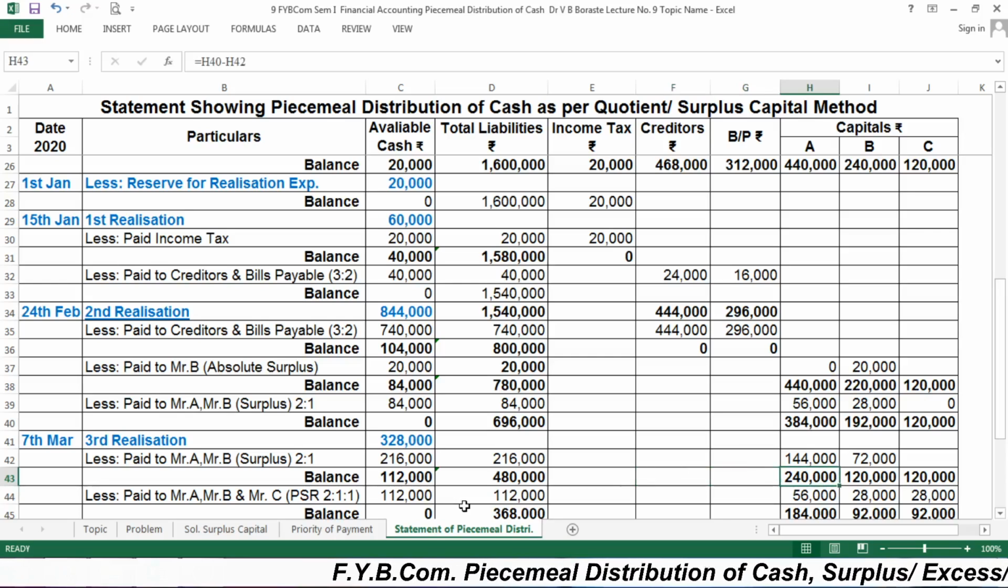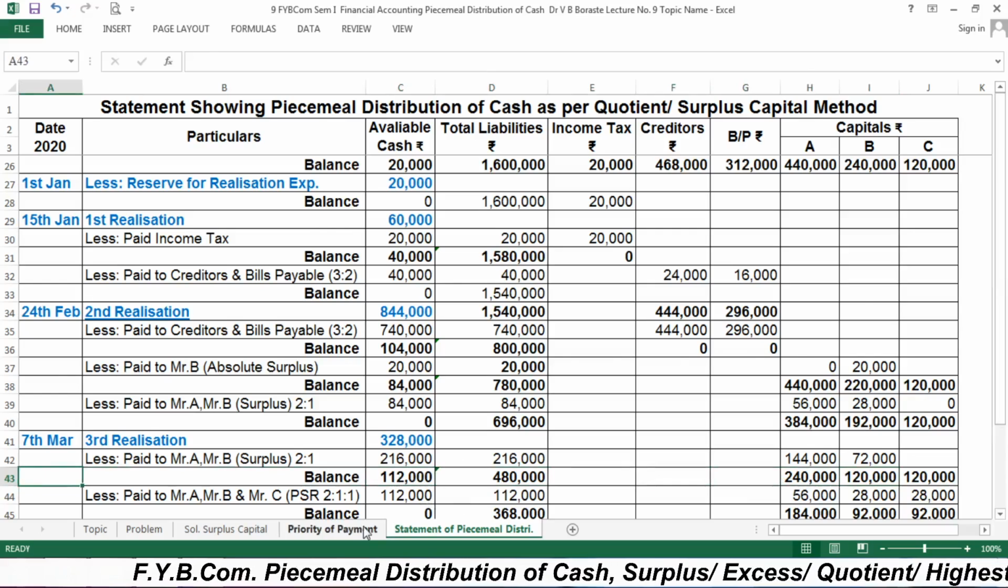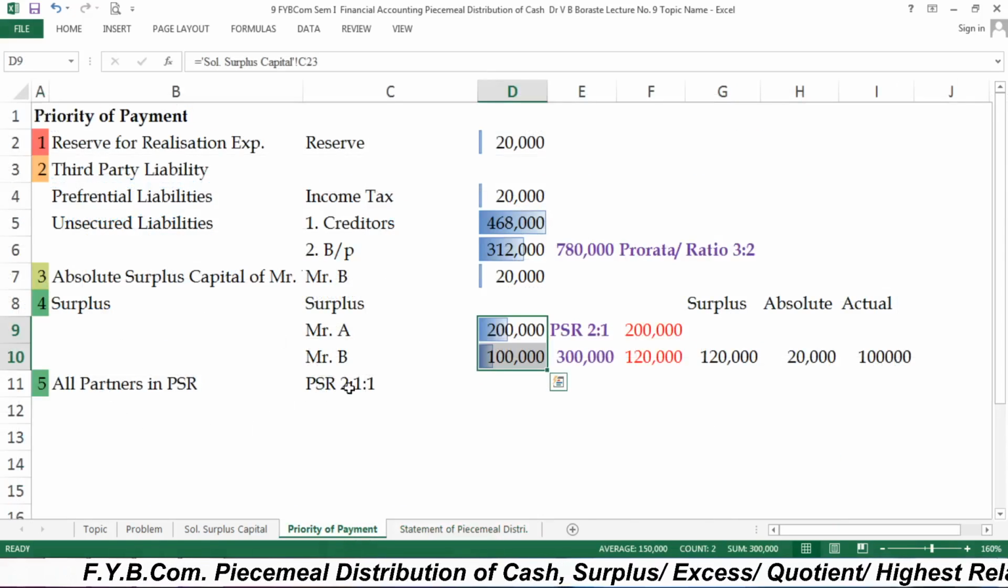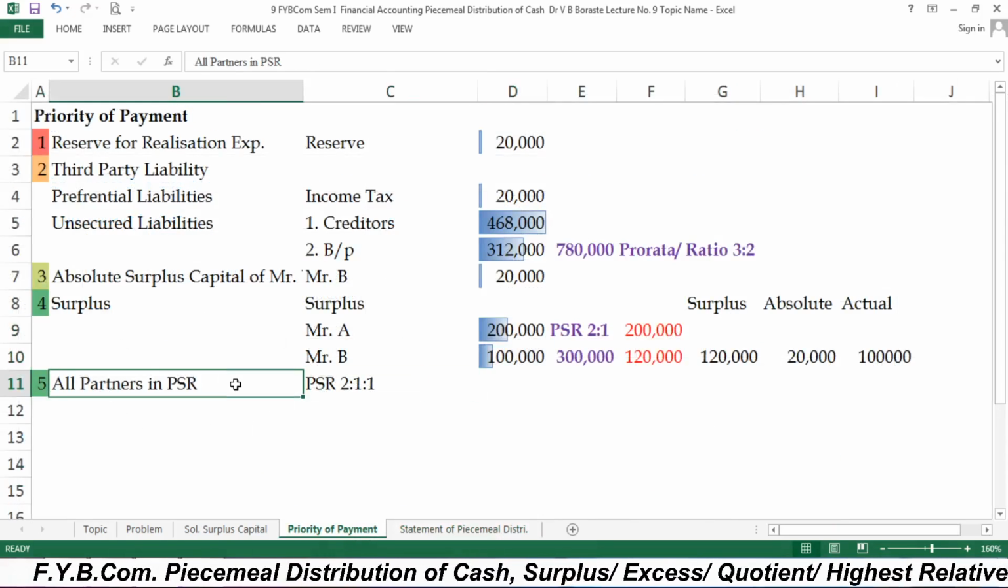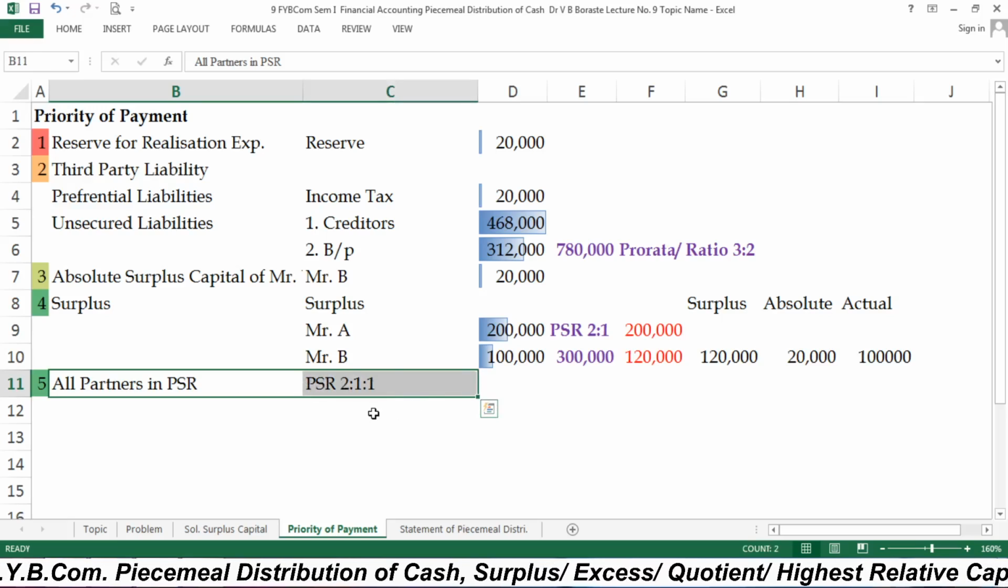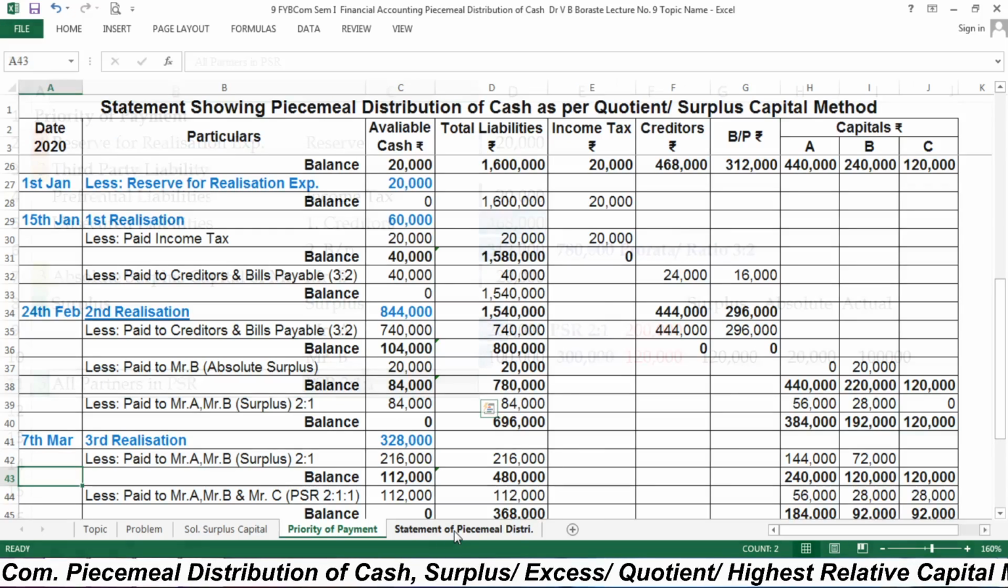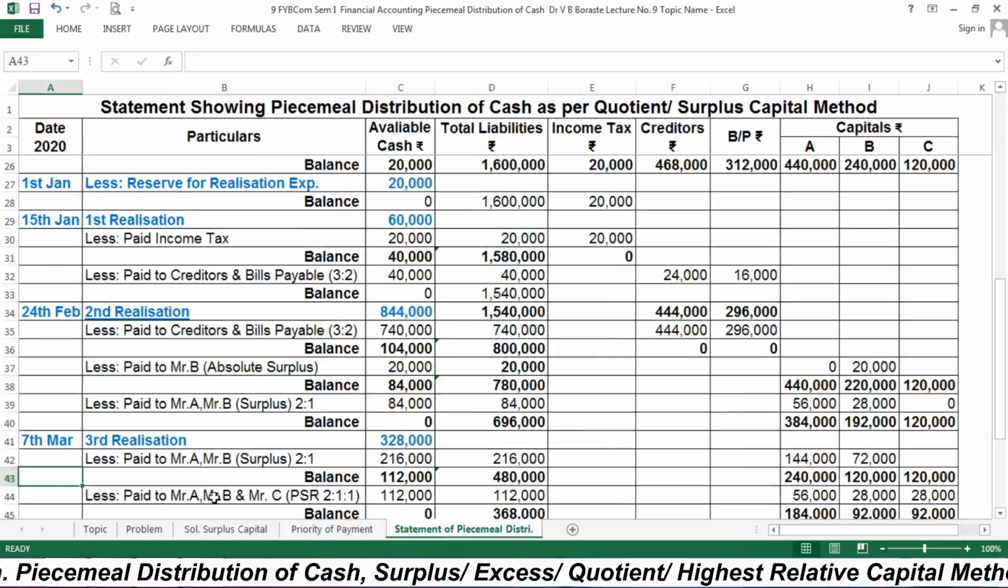A's capital is payable 2,40,000 and Mr. B's capital is rupees 1,20,000. With this, Mr. C's capital is same. So after the payment of absolute surplus and surplus, now we can pay whatever amount we have in the profit sharing ratio, that is 2 is to 1 is to 1. So here let's pay to Mr. A, B and C in the ratio of 2 is to 1 is to 1, that is 1,12,000.